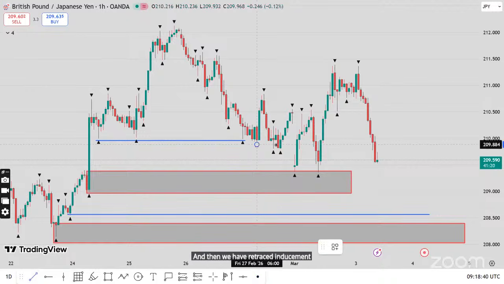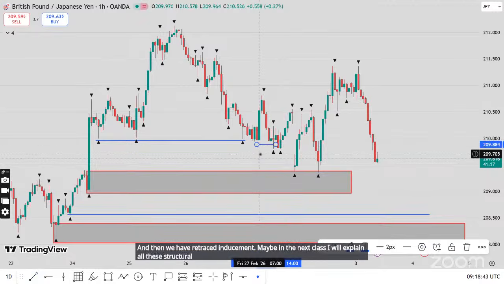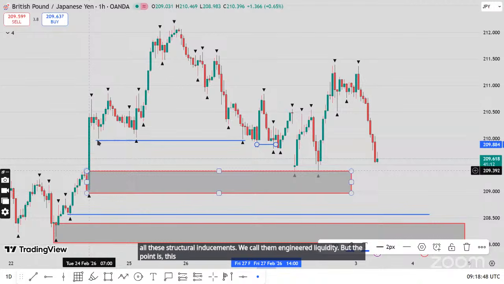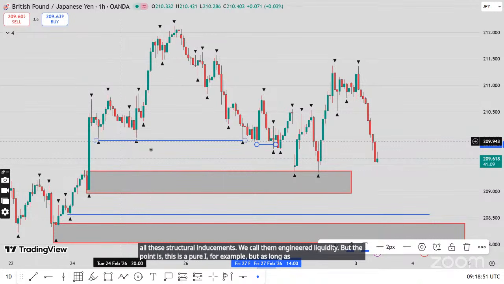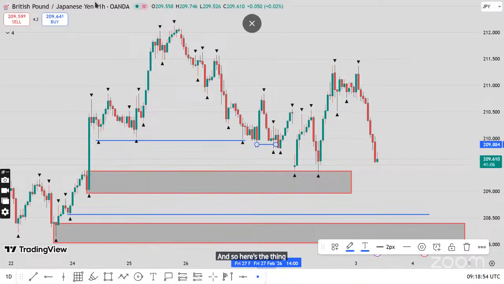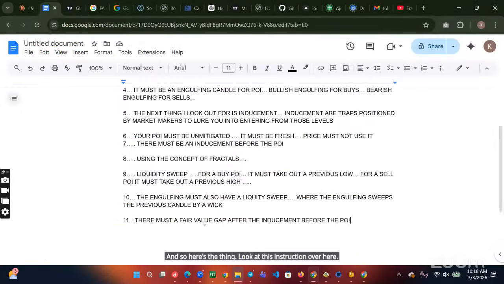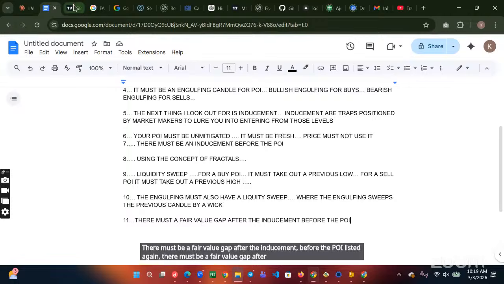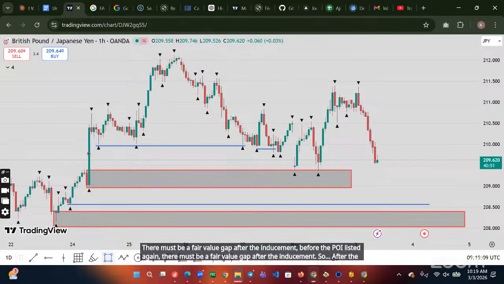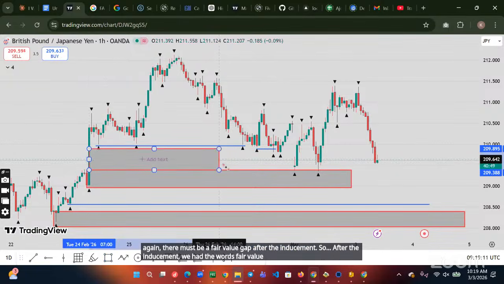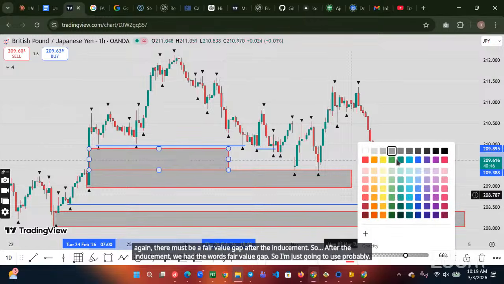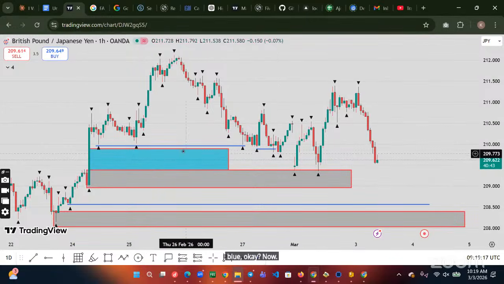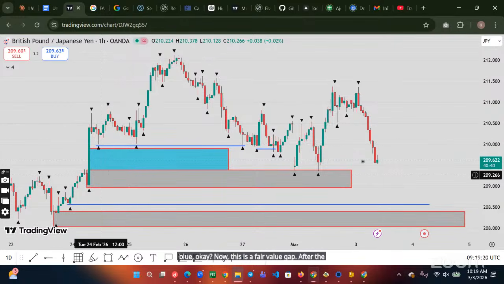Maybe in the next class, I'll explain all these structural inducements. We call them engineered liquidity. But the point is, this is a POI, for example, but as long as there were fractals. And so here's the thing. Look at this instruction over here. There must be a fair value gap after the inducement, before the POI. Let's do it again. There must be a fair value gap after the inducement. So after the inducement, we had the what? Fair value gap. So I'm just going to use probably blue. Okay. Now, this is a fair value gap after the inducement, before the POI.